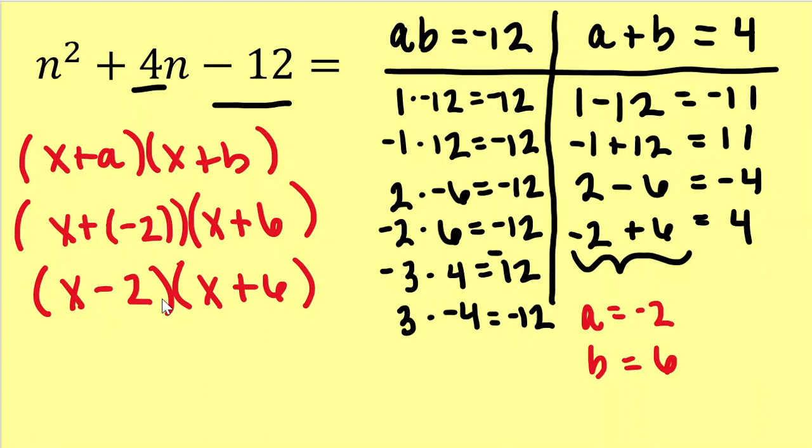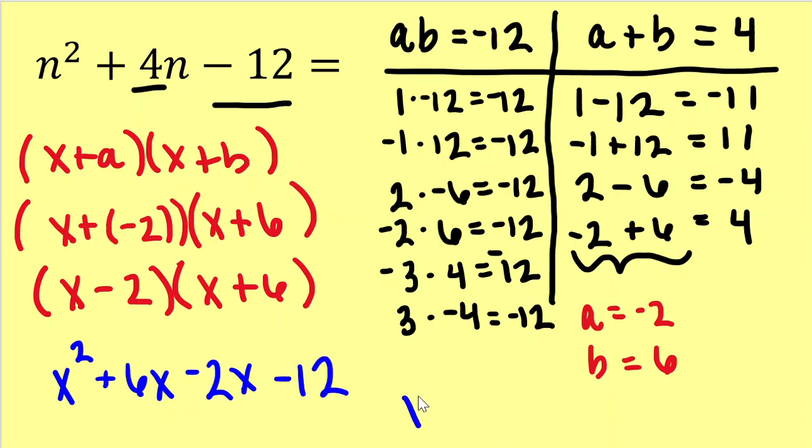And let's just go ahead and double check this by expanding out this expression. So let's see, we have x times x, which is x squared. X times 6 is just 6x. Negative 2 times x is just negative 2x. And negative 2 times positive 6 is going to give us negative 12. Combining like terms, we find that this is going to be x squared plus 4x minus 12. And sure enough, this is the same as this expression.